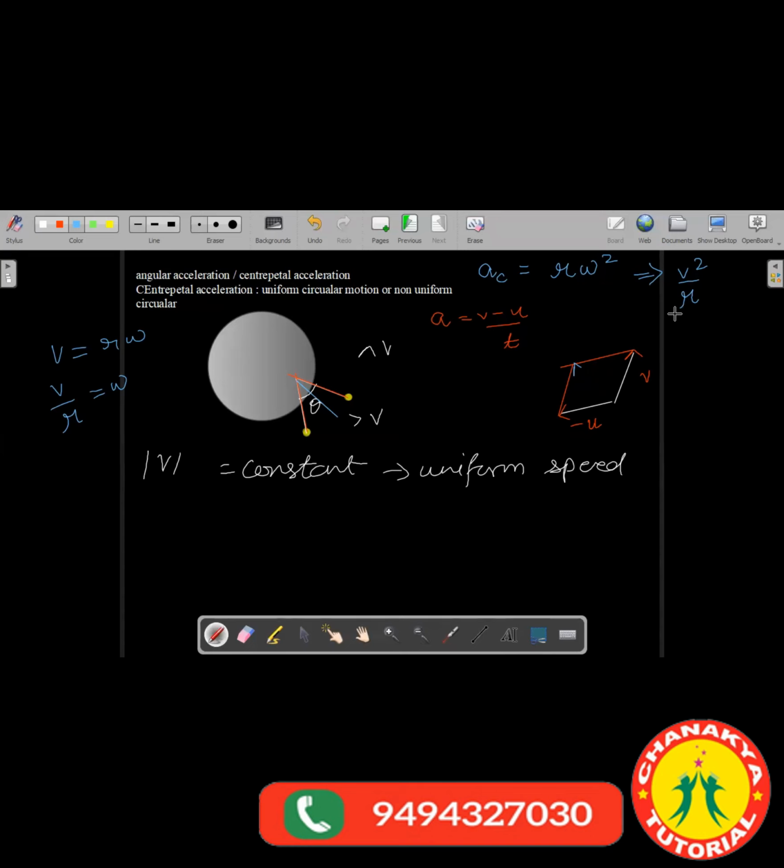Right? Now, the only way where we cannot have the centripetal acceleration is if the object is not moving in a circle. If it's moving in a circle, it has to have a centripetal acceleration, right?